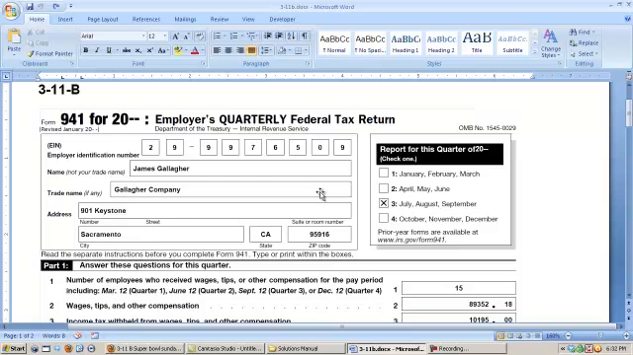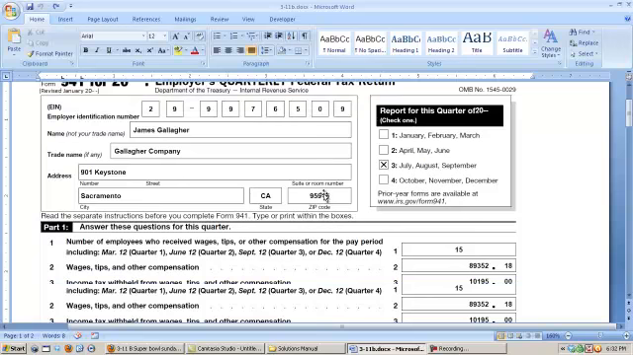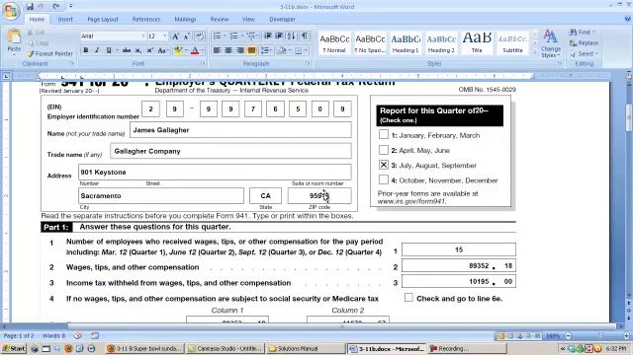Now you use this form, this tax return, to report to the federal government the amount of FICA taxes and income tax withholding for each quarter. Okay, so in this problem 311B, we're looking at the third quarter, and it's for Gallagher Company. So let me tell you what page this problem is on. Problem is on page 354 of your book.